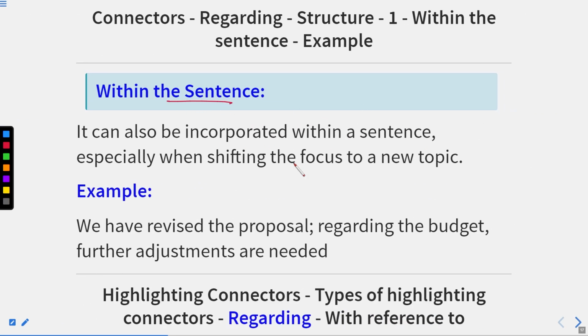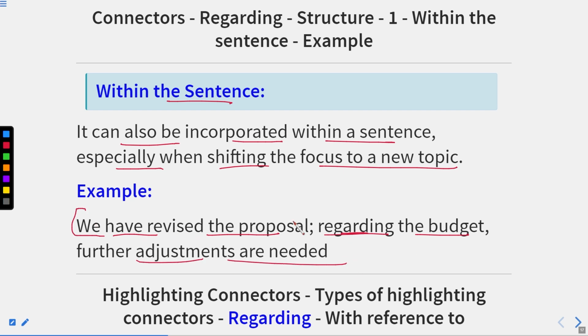Within the sentence, it means regarding can be used in the middle of the sentence as well. It can also be incorporated within the sentence, especially when shifting the focus to a new topic. For example: "We have revised the proposal. Regarding the budget, further adjustments are needed." So this is one complete sentence: we have revised the proposal. Now, what have we revised? Regarding the budget, only the budget part of that particular proposal is being revised. Further adjustments are needed.